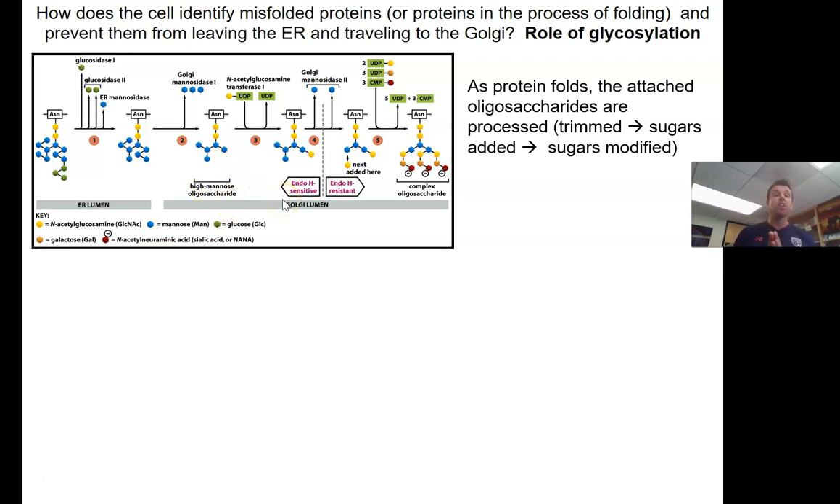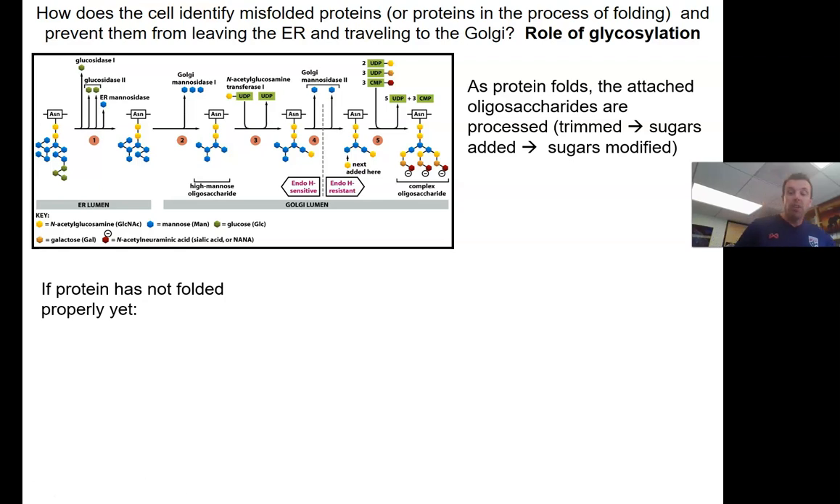So basically it's like your exit exam. If you haven't been trimmed fully yet, you're not going to move on to the Golgi, or from the cis Golgi to the medial. You're not moving up to the next grade, essentially. And then ultimately the sugars become modified and new ones added, and that helps the fully folded and mature protein get where it's supposed to go and then have its final function.